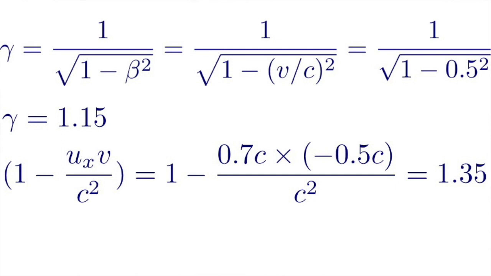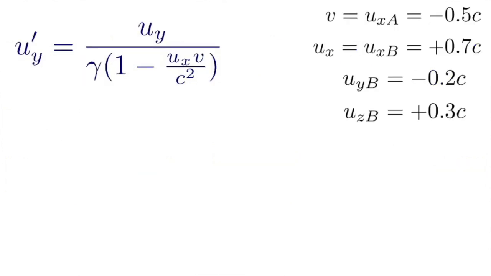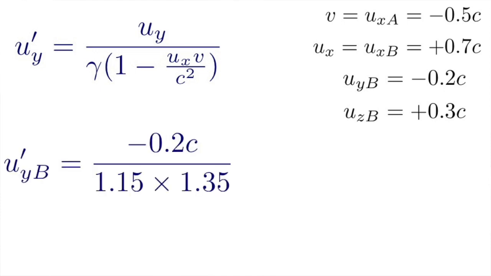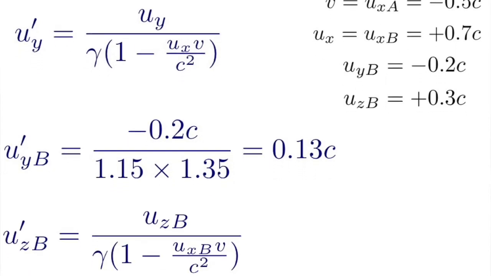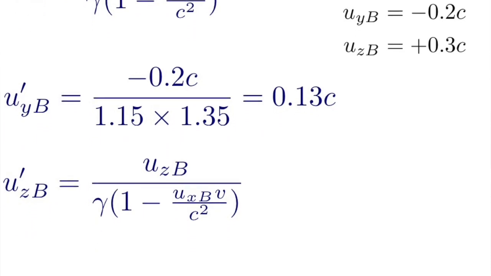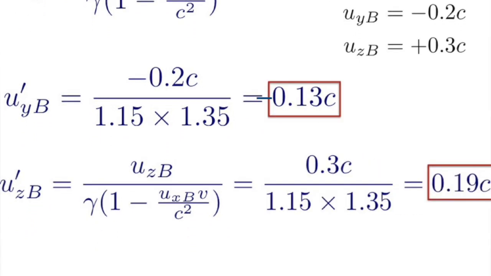First, what are the y and z components of spaceship B as seen from Jakku? Well, it is minus 0.2 c and plus 0.3 c. So with that in hand, we substitute that in our equation and we obtain that the velocity prime in the y direction is 0.13 c, and if we go to the z component again, we get that the final velocity in the z direction is 0.19 c.